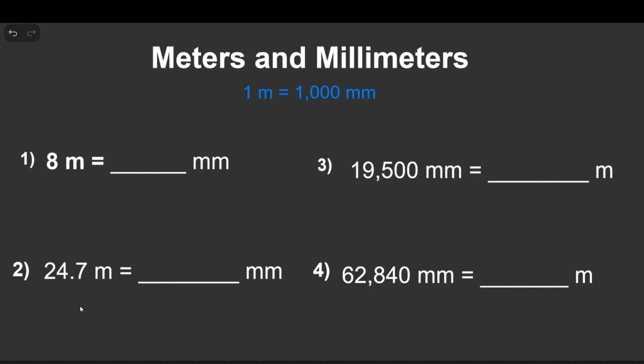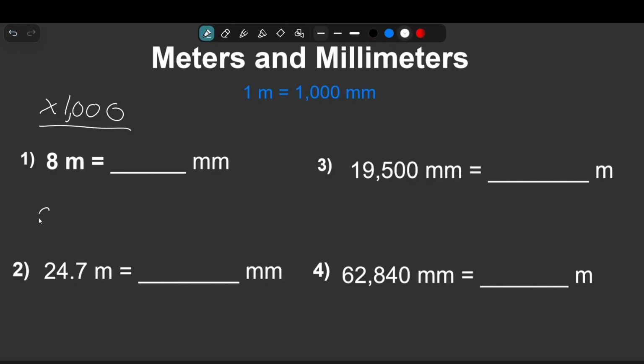With number 1, we have 8 meters equals how many millimeters? The first thing we want to do is check if we're going from a larger unit to a smaller unit or the other way around. In this case, we're going to a smaller unit, so this means we have to multiply. We're going to multiply 8 by 1000. Let's write it up here so we don't forget.